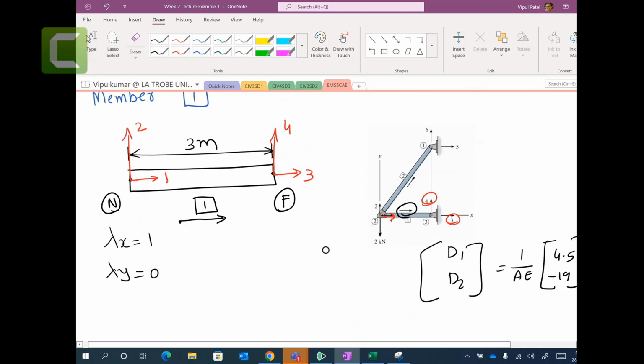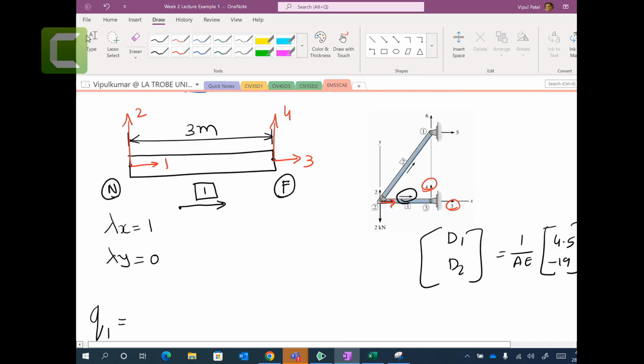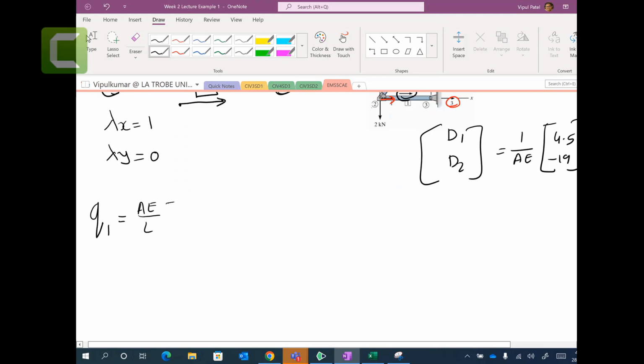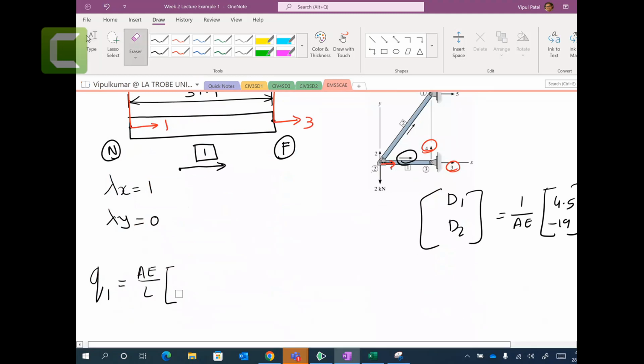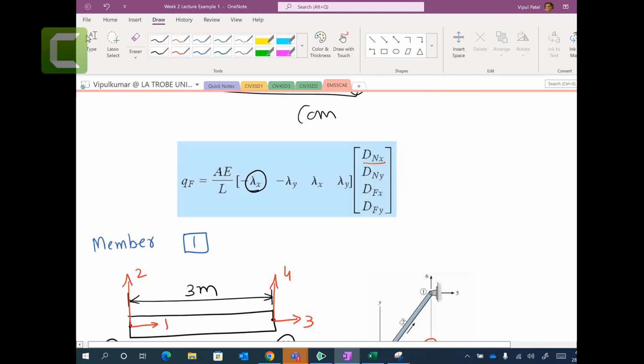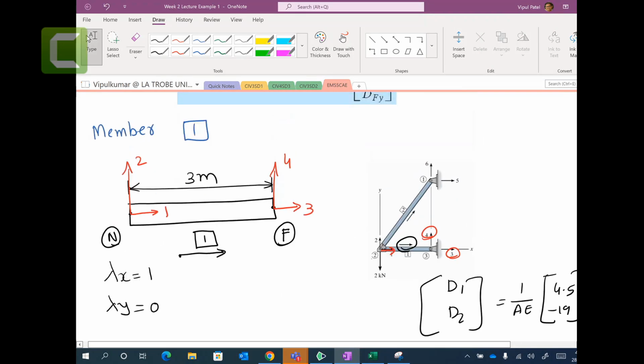So near node, let me write these equations. Let's say Q1, small q, is equal to AE over L, times minus lambda x, minus lambda y, positive lambda x, lambda y, for near node x, near node y, far node x, far node y. Right? That's it. Okay, so let's plug in the values. Let's keep AE over 3 meters, given in our examples. 3 meters here.